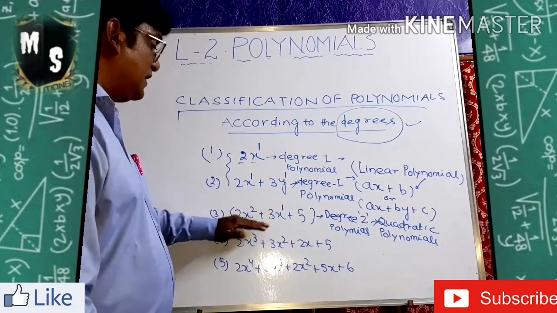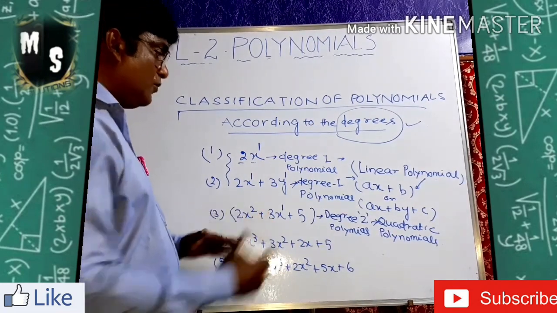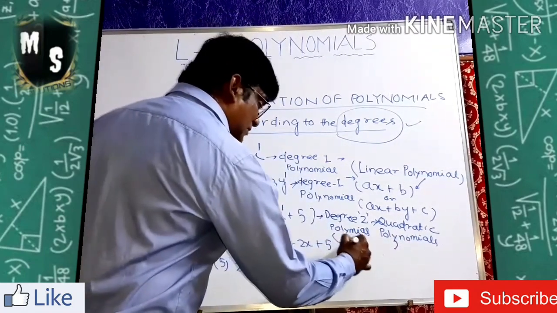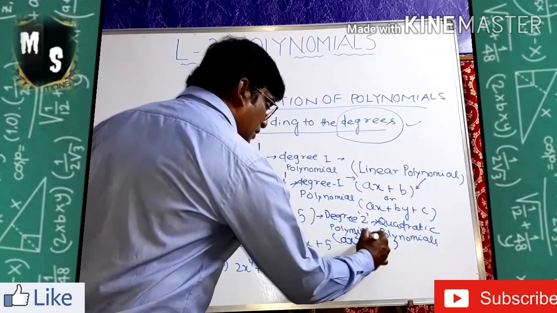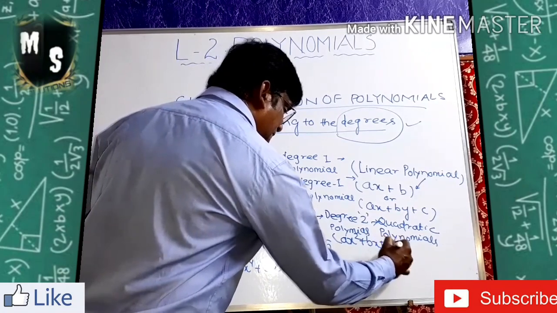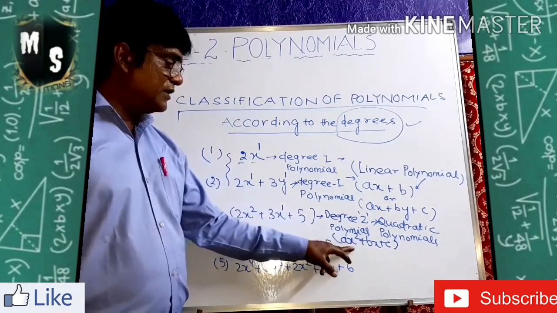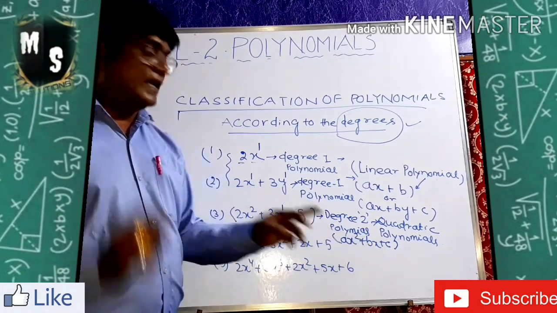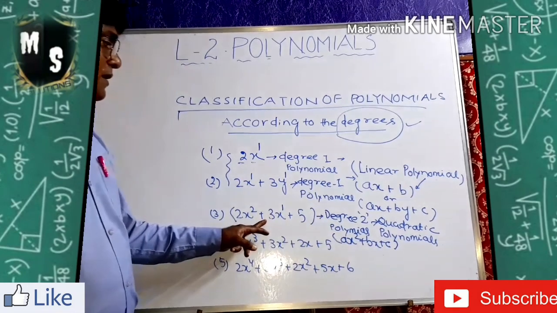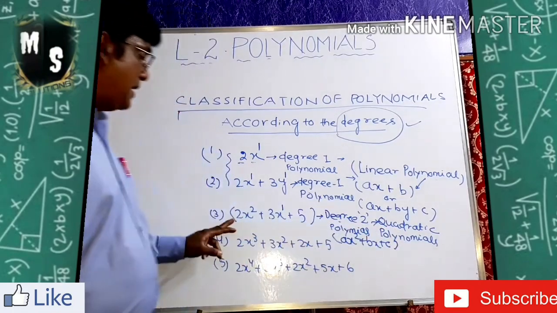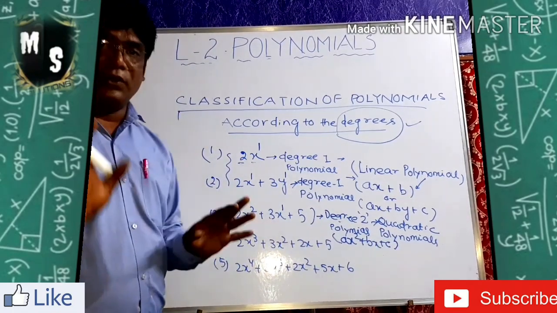You will say, sir, what is the identification code for this degree 2 polynomial? How can we know this is a degree 2 polynomial? They will exist in this format: ax square plus bx plus c. If any polynomial comes in this format, then it is called a second degree polynomial, degree 2 polynomial or quadratic polynomial, and exists in one variable only.